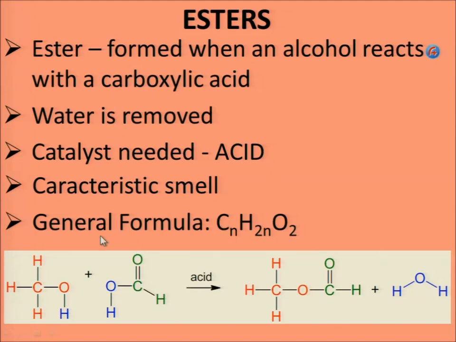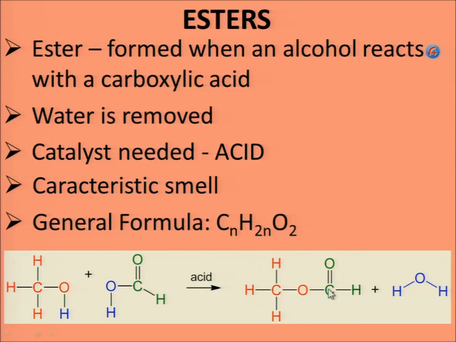And now your general formula, CnH2nO2. This is how you form an ester. You have an alcohol and a carboxylic acid. Now you add them together, removing water. So here you remove the OH and that hydrogen for the water, and you add the red and the green atoms to get to your ester.